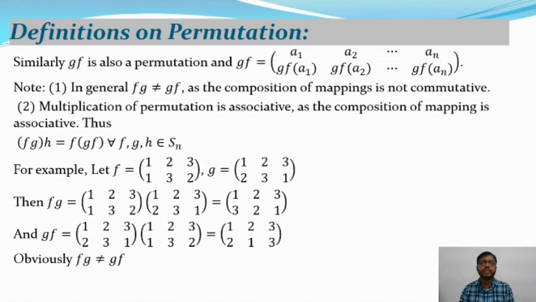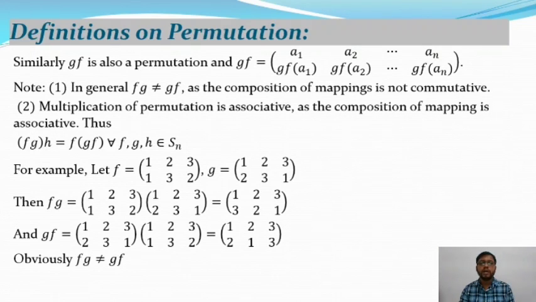Similarly, GF is also a permutation, and it is a bijective mapping as well. The permutation of GF is denoted by G into F, and it is defined as follows. The elements of the domain set are a1, a2 up to an, and the corresponding values in the range set are GF of a1 corresponding to a1, GF of a2 corresponding to a2, and up to GF of an. So in general FG is not equal to GF, as the composition of mapping is not commutative.